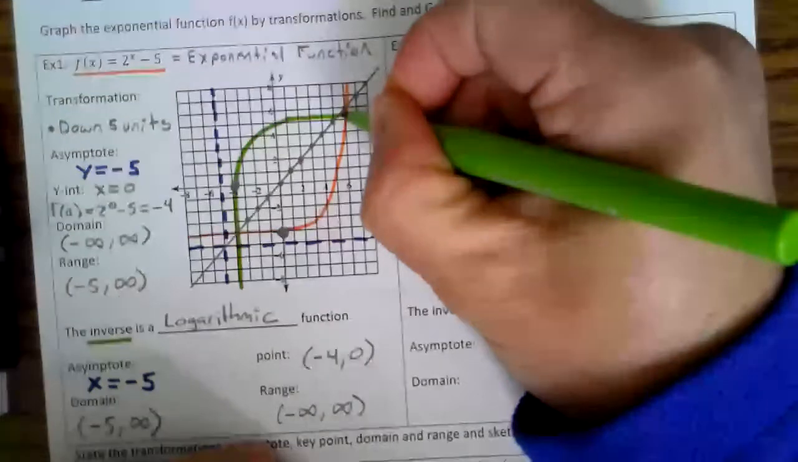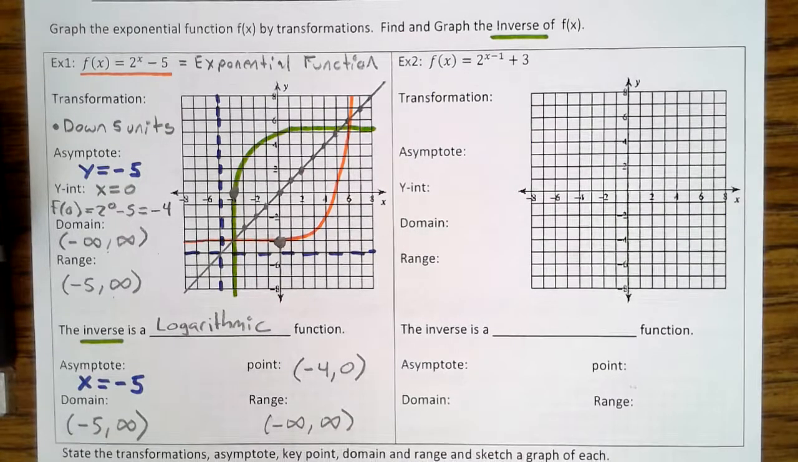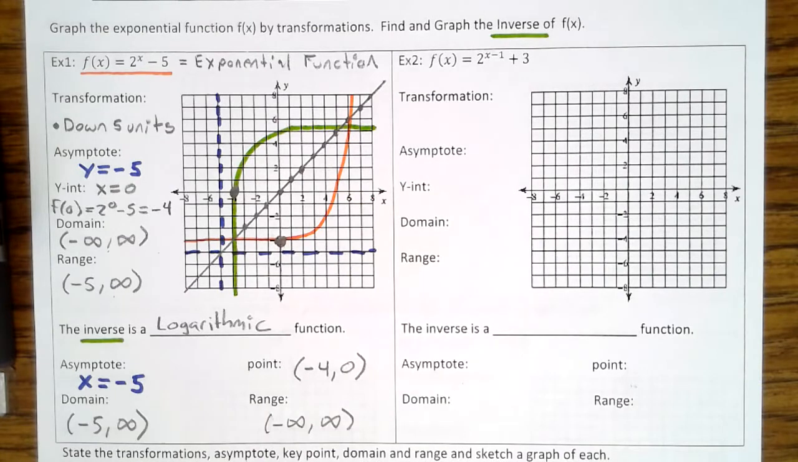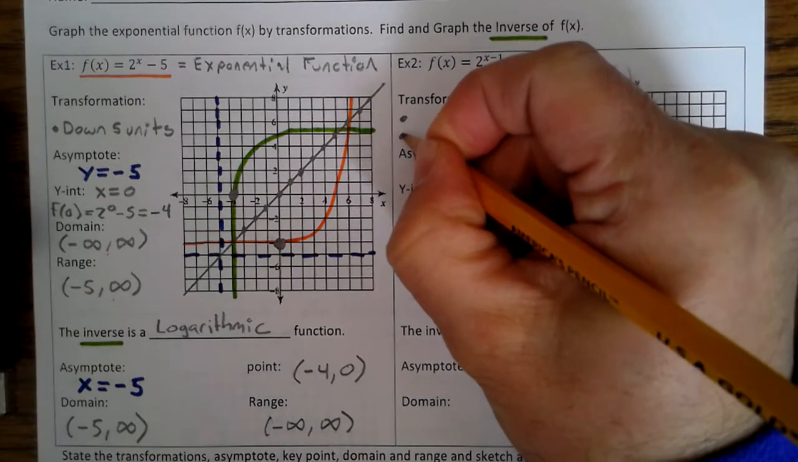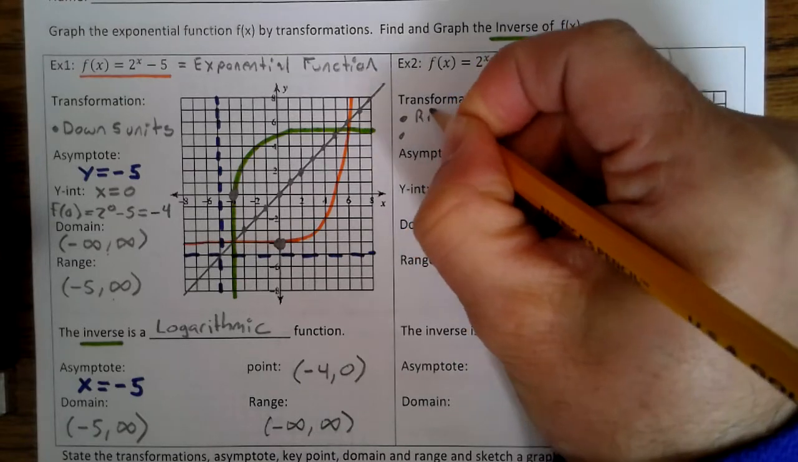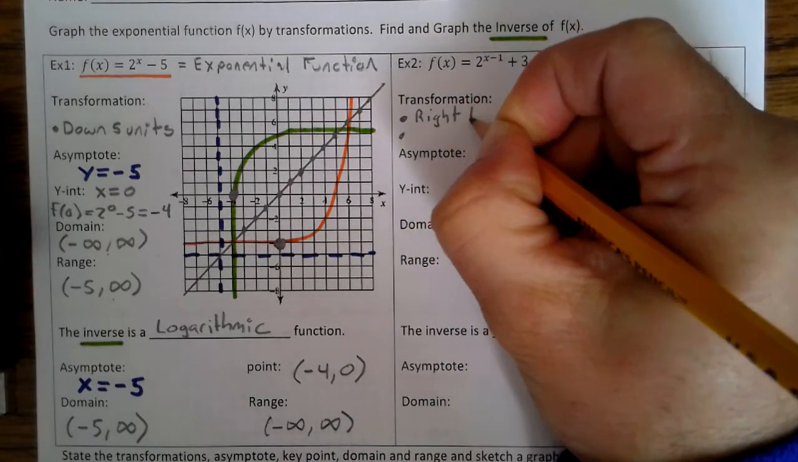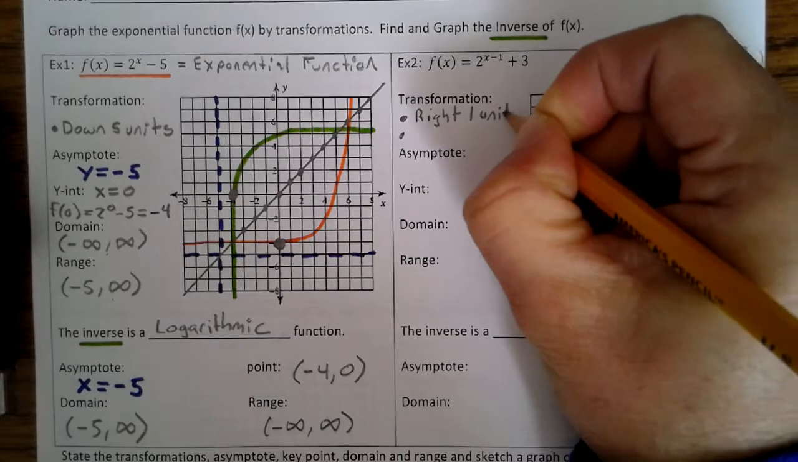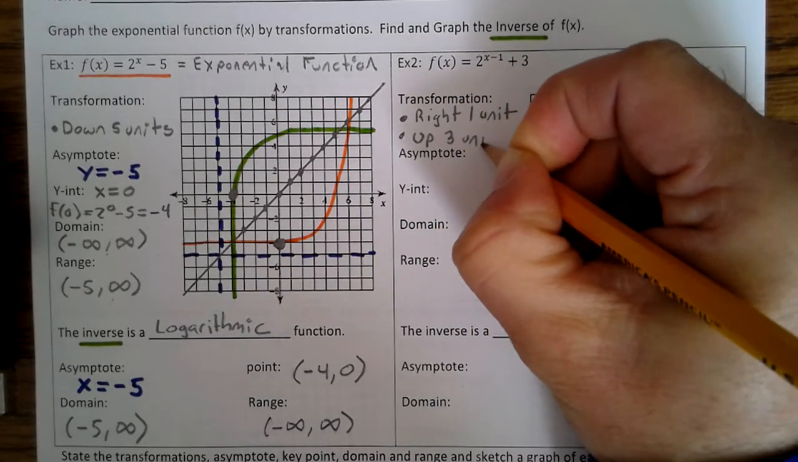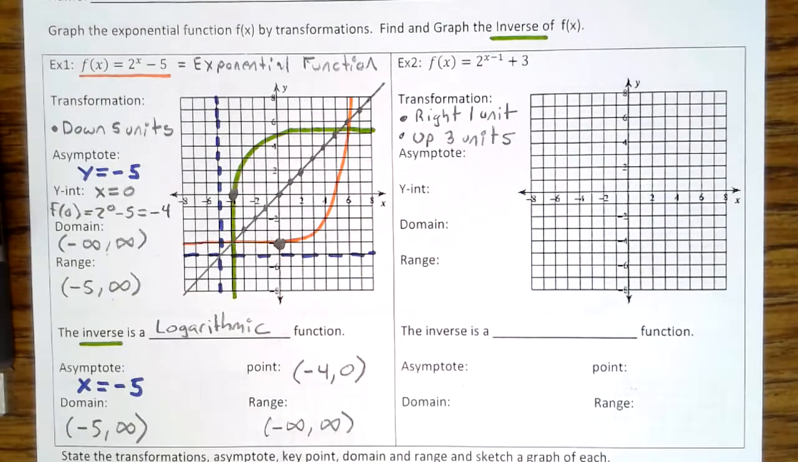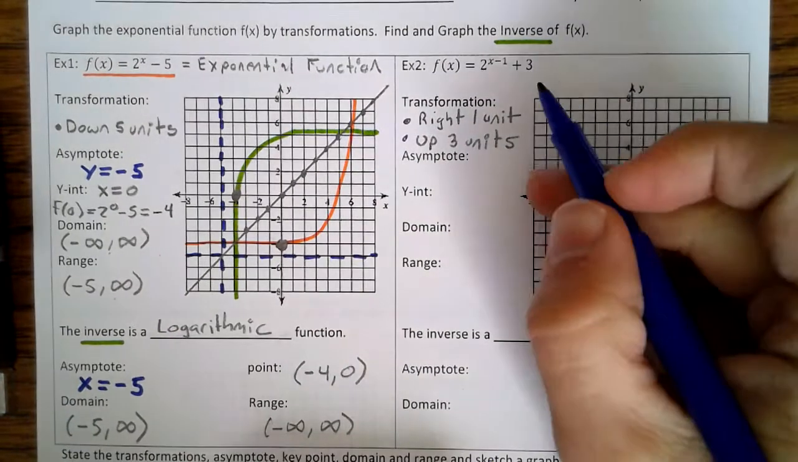All right, let's take a look at example 2. Now, the transformations, looks like we have 2. We have right 1 unit and up 3 units. Now, we know that the plus 3, that means our asymptote's at y equals 3.